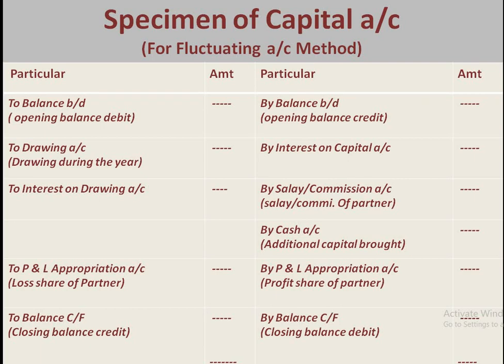Whatever profit or loss firm earned during the year, it is shared among the partners. So whatever loss share is there, it is debited. Same you can see credit side. Interest on capital firm pays to partner, so it is credited to his capital account. If commission or salary is payable to partner, it is credited. If partner brings any additional capital during the year, it is credited to his capital account, and his profit share is also credited. And at the end of year, when you are closing it, nothing is guaranteed.